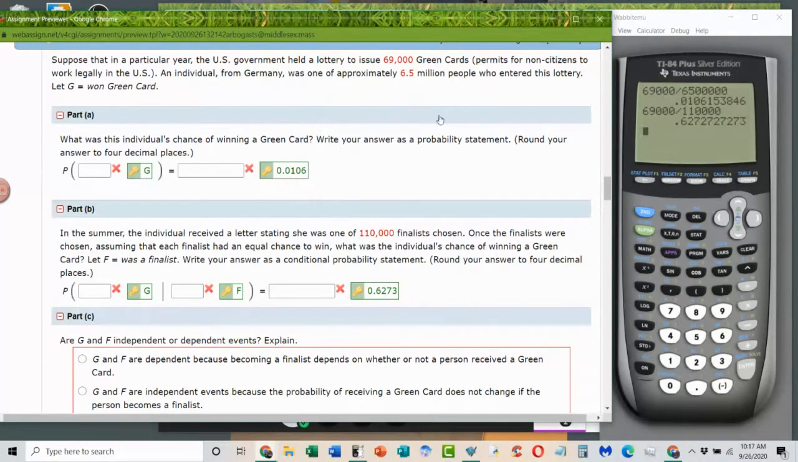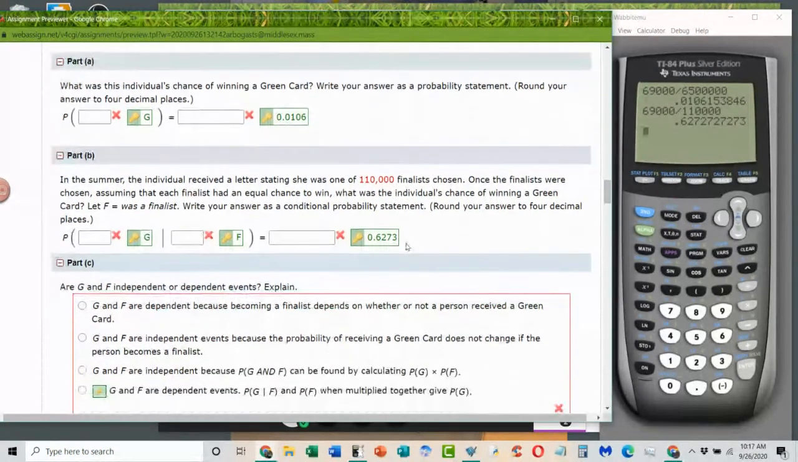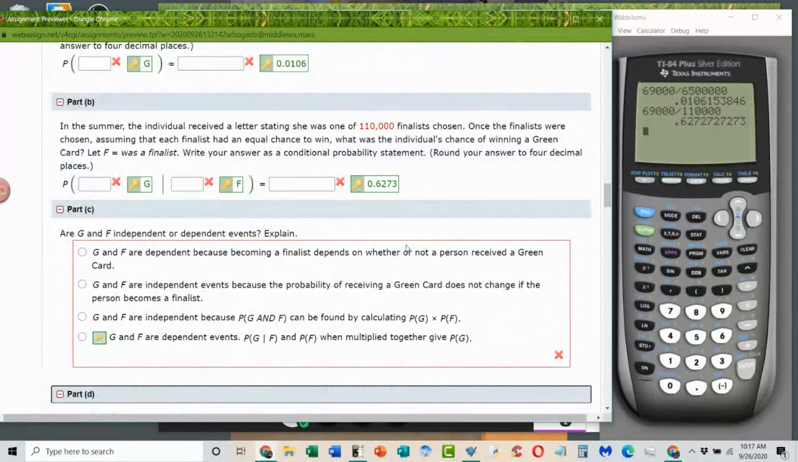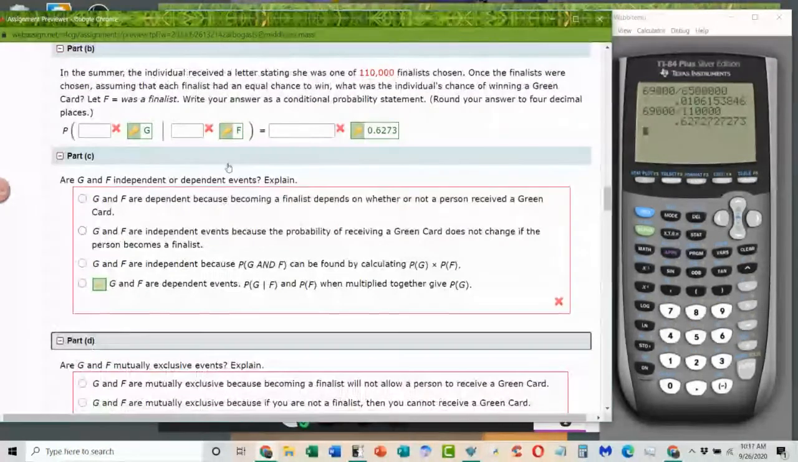And the answer is no, because actually everybody who won a green card was a finalist. It's a complete subset of finalists. So not only is it an intersection, you have to be a finalist to get a green card. So G is, everybody in G was an F. There is actually nobody in G who's not an F.